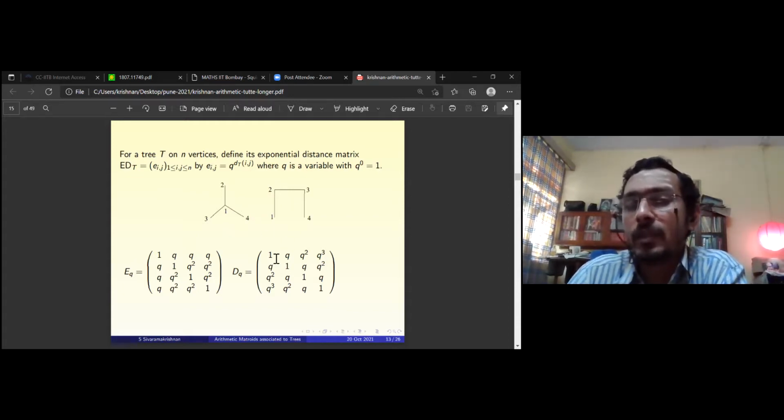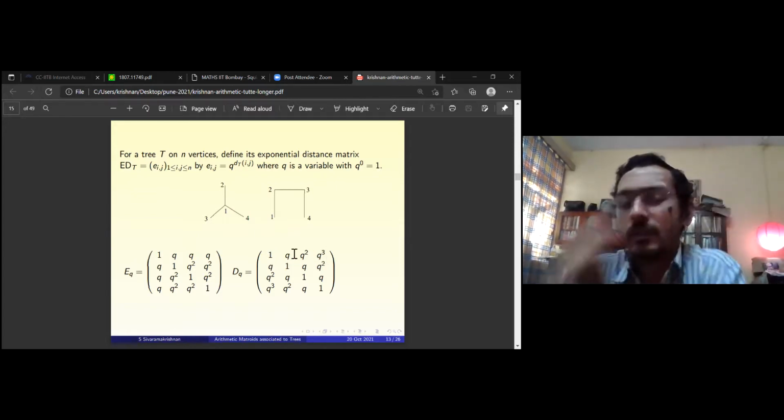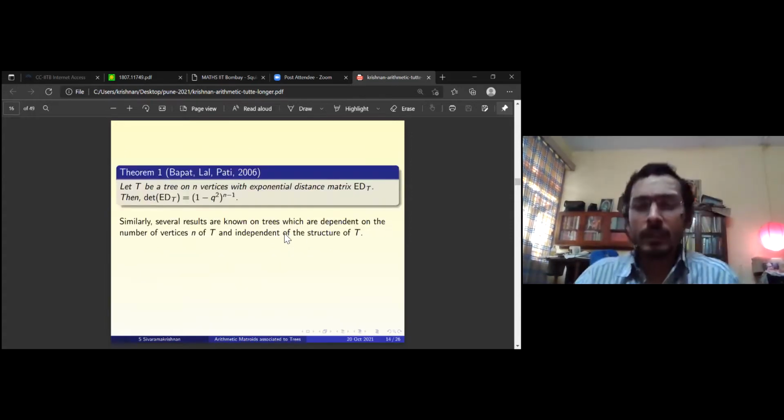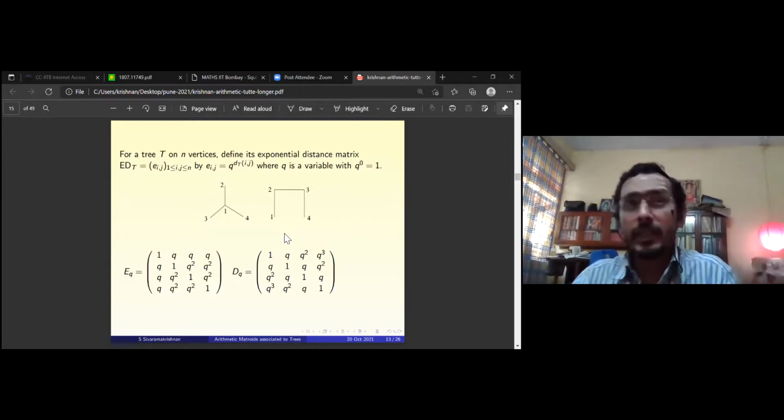The distance matrix, you remember, if we saw it yesterday, it was 0, 1, 2, 3. If you raise to the exponents, you get 1, q, q squared, and so on. So it's just like that. Now, these are the matrices we are going to consider.